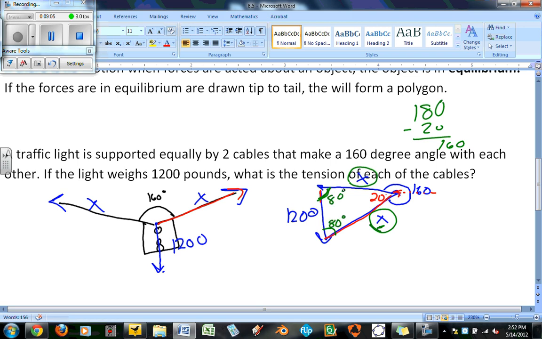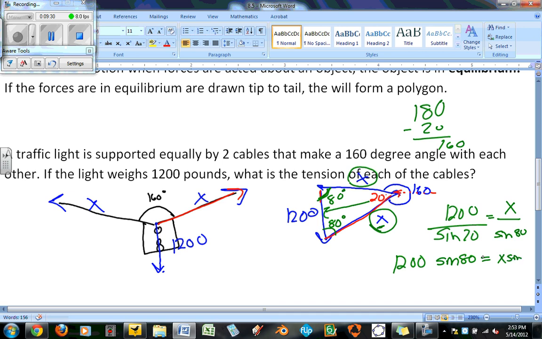Okay? If we know a side across from an angle like we do right here, we can use the law of sines. So we can say 1,200 all over the sine of 20 degrees equals x all over the sine of 80. And we cross multiply and we get 1,200 sine of 80 equals x times the sine of 20. And then divide by the sine of 20. We type that all into our calculator.